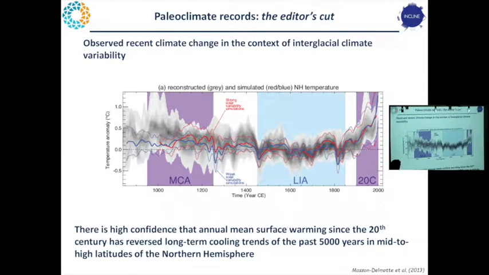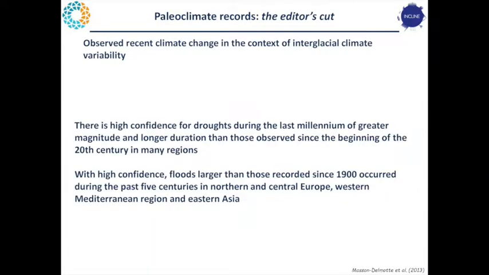In gray, reconstructed based on proxies and paleoclimate archives, and in red and blue, simulated with models. They agree very well. And the envelope of the models, you see the thick line and the thin lines, they agree very well. And this is very different from what happened without anthropogenic influence.